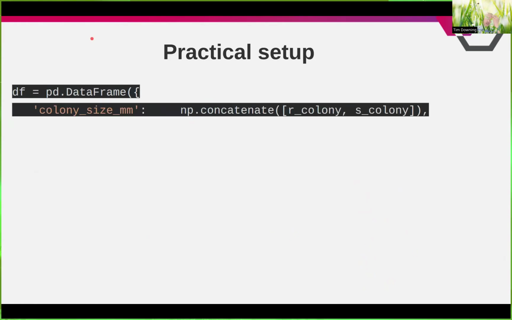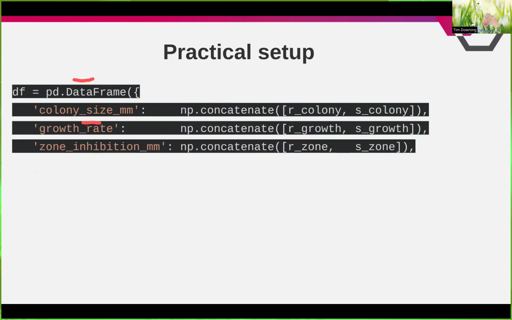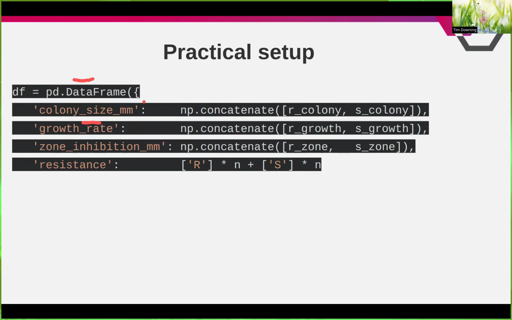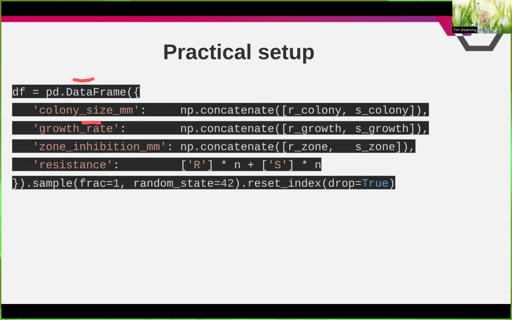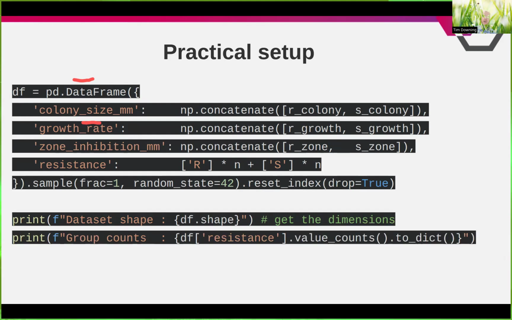So that's a bit like our data frame in R, where we have a set of columns, like colony size in millimeters, the growth rate, zone of inhibition, and what we can do is concatenate our values into this data frame. We can also assign the labels of R and S, where n is 1,000 samples, and then we can print it out as well to get the dimensions.